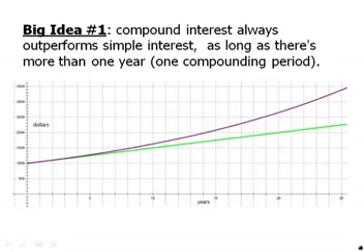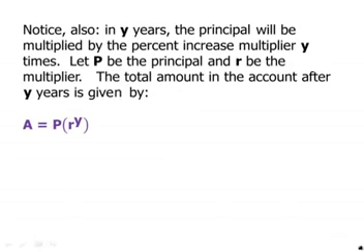By the end of this graph, notice that the compound interest total is over $1,000 more. That is the size of the principal. It's more than the size of the principal above the simple interest. Also notice, in Y years, the principal will be multiplied by the percent increase multiplier Y times. Let P be the principal and R be the multiplier. Then the total amount in the account after Y years is P times the multiplier to the power of Y.